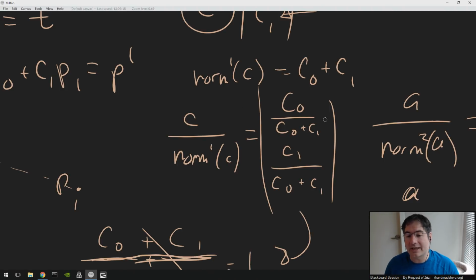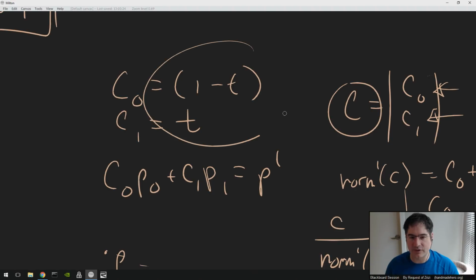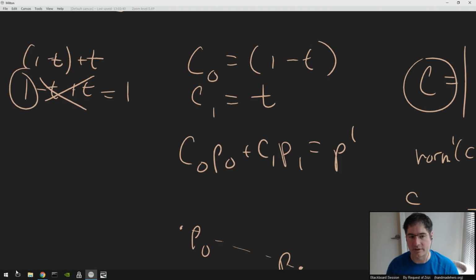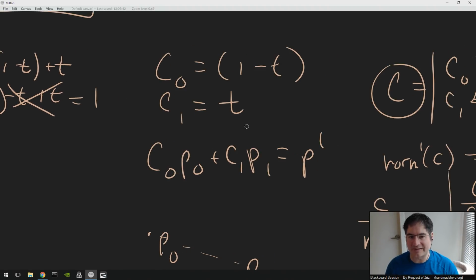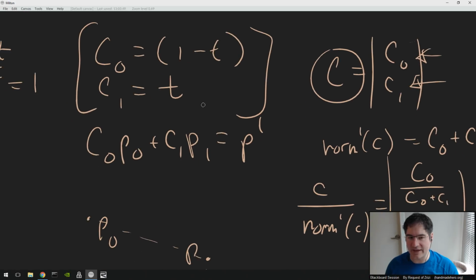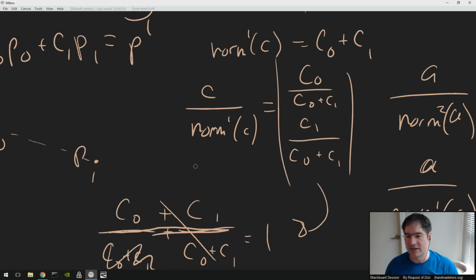Okay, so if we know that these things sum to 1, and by the way, if we look at what we were talking about with our original blend equation, what's the 1 norm of these? Well, 1 minus t plus t, the t's cancel and you get 1. So you can see already that 1 minus t and t satisfy the one norm equation already. They are a simplified version of that.